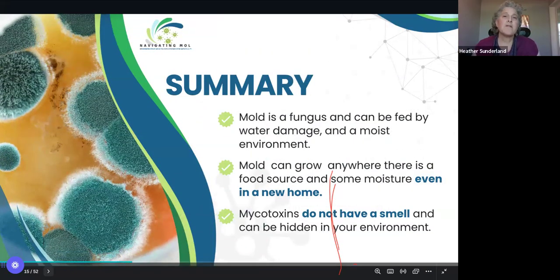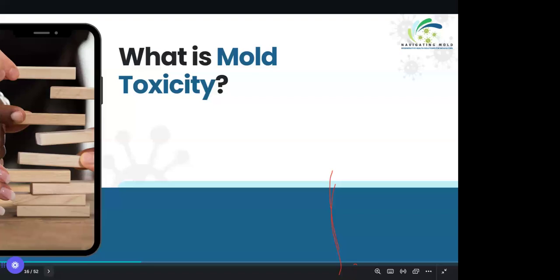So in summary, mold is a fungus and can be fed by water damage in a moist environment. And as Bobby said, it doesn't take a lot of water to feed mold. It can grow anywhere, even in a new home. A lot of times, building materials are impacted. They can have water damage on them when they build, or if a house is framed, it can rain. And then it's a beautiful new house, but somebody can get sick. And as Bobby said, mycotoxins don't have a smell, so they can be hidden in our environment.